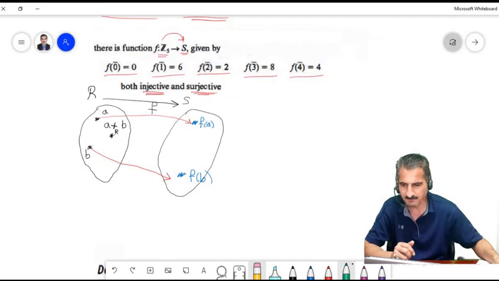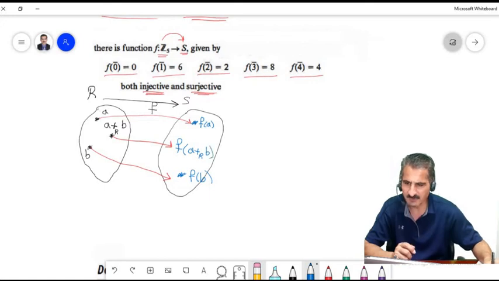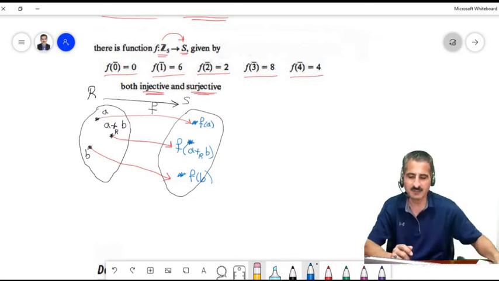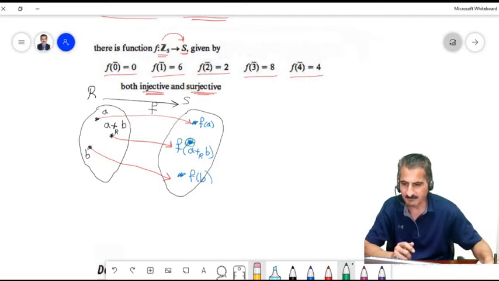Now let me take the image of that one. So it is somewhere, and it is the image of A plus B, where the operation is inside of R. So I will assume this element somewhere here is the image of that. Okay, now look at it. To reach this element here, we can go two ways.